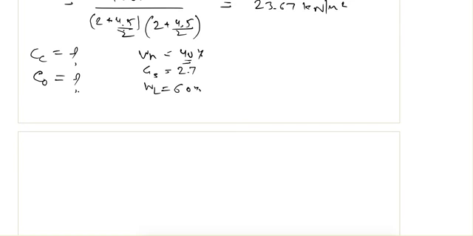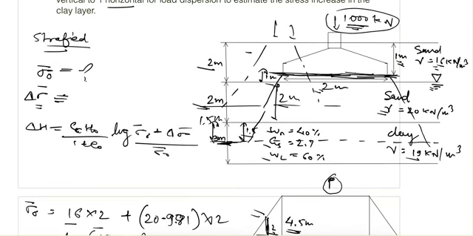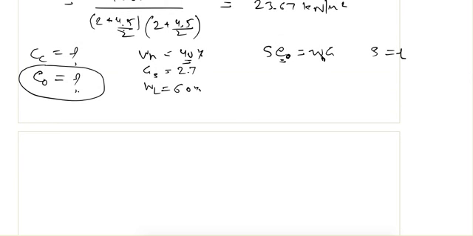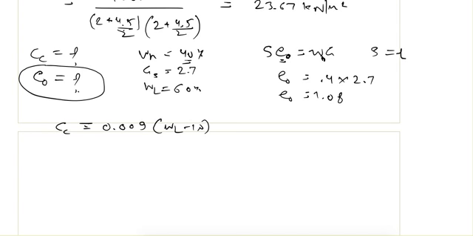So from natural water content we can find the initial void ratio. We know that Se is equal to wG. So for this water content, what is the void ratio? From here we can find that, which will be our E naught. This soil is in saturated condition, because the water table we can see is here. So E naught is equal to 0.4 times G, which is 2.7, so E naught is equal to 1.08, and Cc is equal to, as we know, 0.009 times (WL minus 10). So Cc is equal to 0.45.